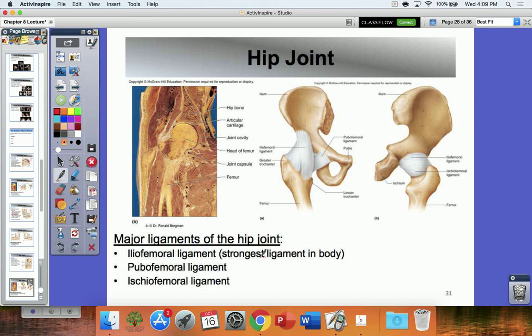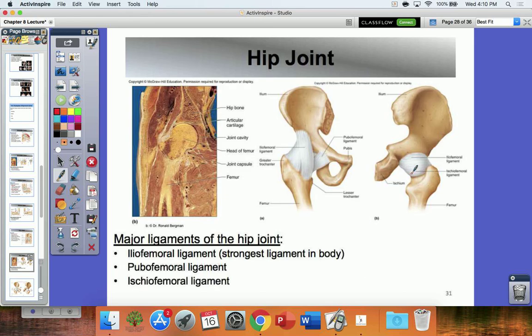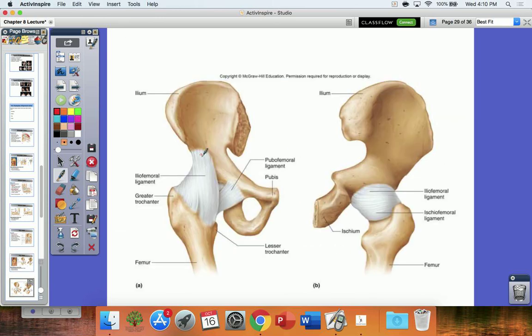Strongest ligament in the body, which is quite interesting. Pubofemoral ligament: remember pubis, so you can probably guess where it's going to be. And then we have the ischiofemoral ligament, which is here. Remember, ischium, pubis, ilium. It's just another look at those ligaments of the hip. Whereas the iliofemoral ligament is the strongest ligament in the body, and that's this one right here.